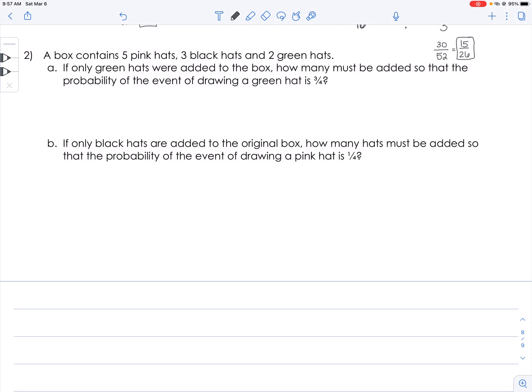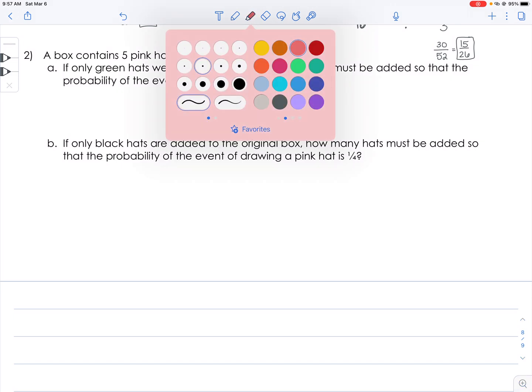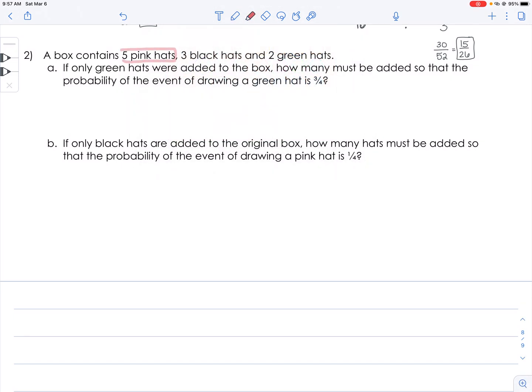So the problem says a box contains 5 pink hats, 3 black hats, and 2 green hats. Okay, I've got all of those in a box. If only green hats were added to the box, how many must be added so that the probability of the event of drawing a green hat is 3 out of 4?